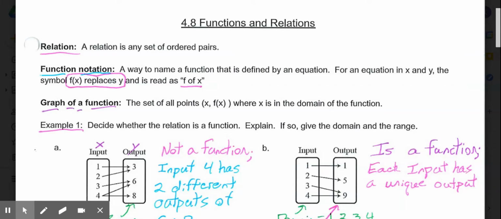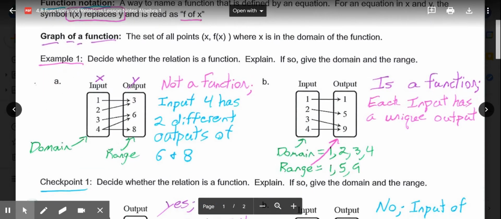Welcome to lesson 4.8, Functions and Relations. So earlier this year, we've already looked at functions with the idea of inputs and outputs or domains and ranges.